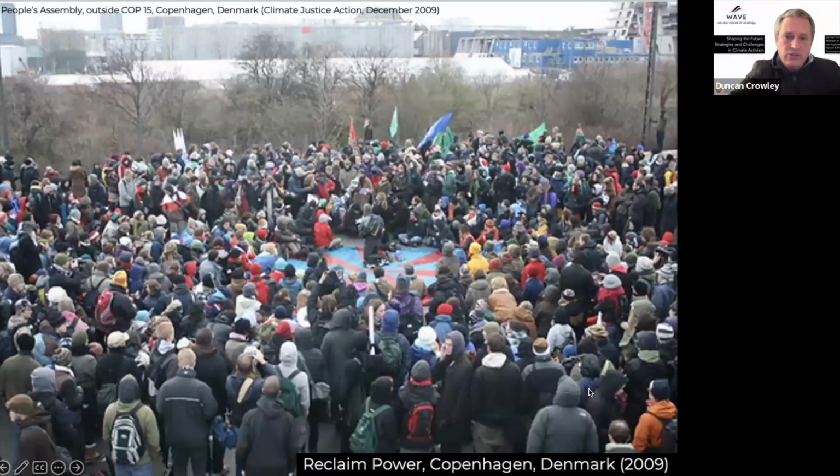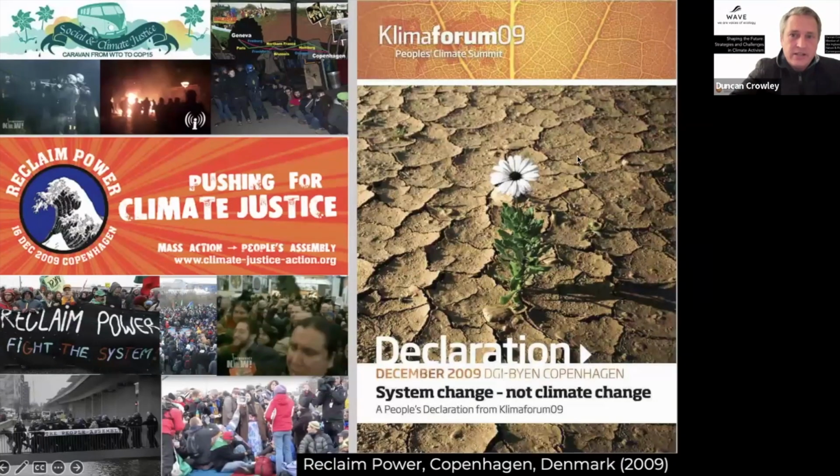Reclaim Power, Copenhagen, 2009. This was during the big COP, the UN COP talks, the world leaders coming together. This is when we came together. There was the Social and Climate Justice Caravan. Indigenous groups came from around the planet. Climate justice groups came to support them. I was doing language support.